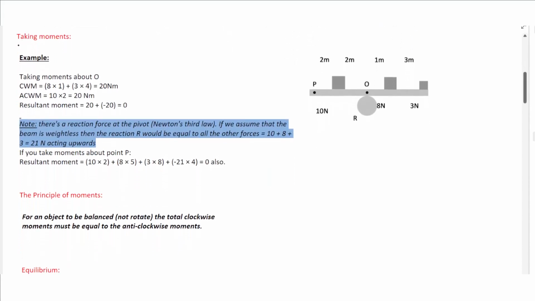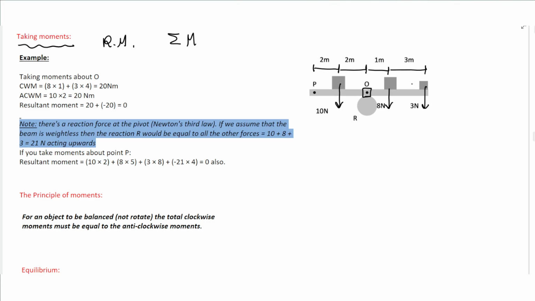If you are required to take moments about any point, that means calculate the resultant moment about the point, or we can write it with this symbol, resultant moment, sigma M. If you have, for example, many forces acting on an object, like 10 newtons downwards here, you have 8 newtons downwards, 3 newtons downwards, and you have a pivot O, and the distances from point B to this force 2 meters, to O 2 meters, to this one 1 meter, and 3 meters to the last one.